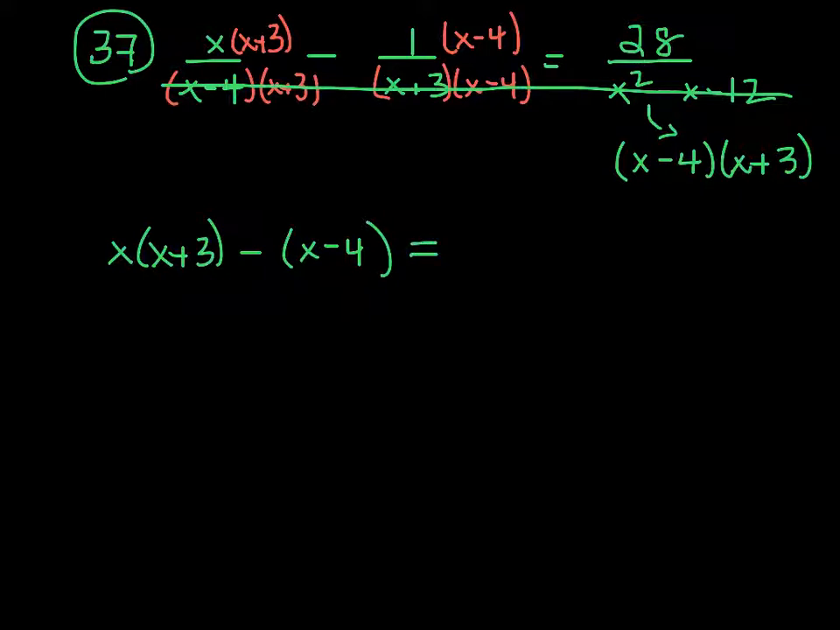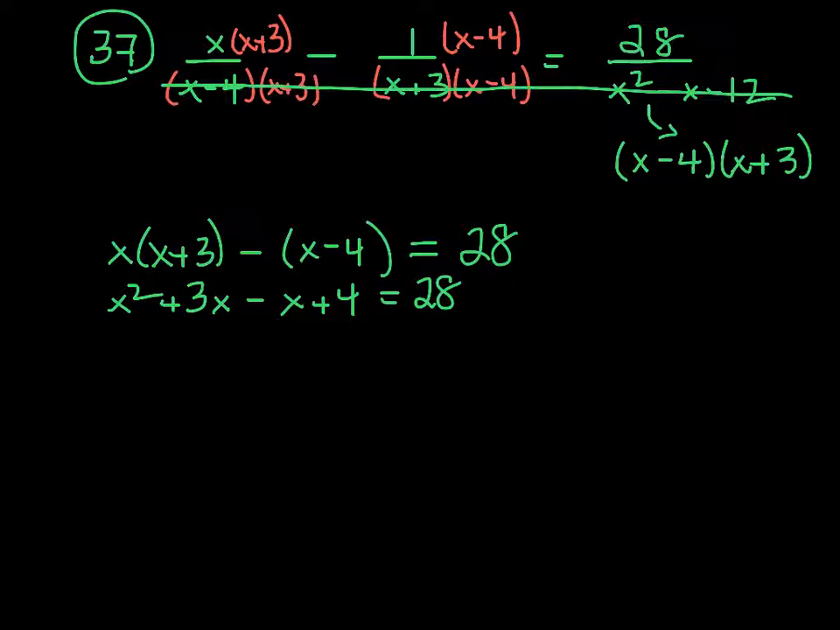Equals 28. All right, so let's now go ahead and distribute. So I'm going to get x squared plus 3x. Now here's where we want to be a little careful. We're going to get minus x, and then we're going to get plus 4 equals 28. All right, now I do see that I only have one term with an x squared, and that is my highest exponent in this entire equation. So I have a quadratic here, which makes me think that maybe I should factor or maybe do the quadratic formula or something like that.